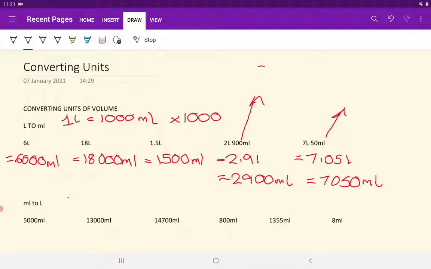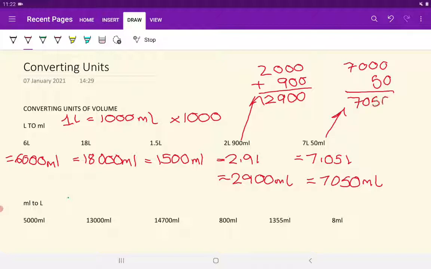Or, like we talked about in the last video, when we think about these ones, we might think, well, 2 litres is 2,000 millilitres, but then we've still got that 900 millilitres as well, so we can add them together and get 2,900. 7 litres is going to be 7,000 millilitres, and then we've still got that other 50 millilitres, so that's going to be 7,050 millilitres. So 2 different ways to think about and tackle those last 2.